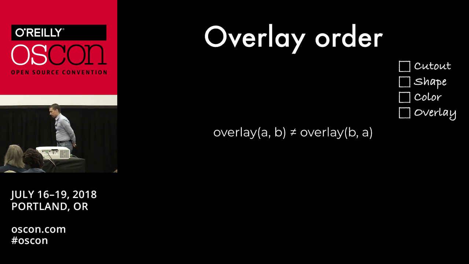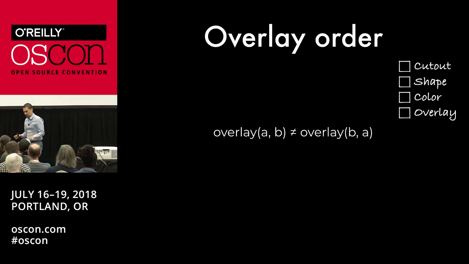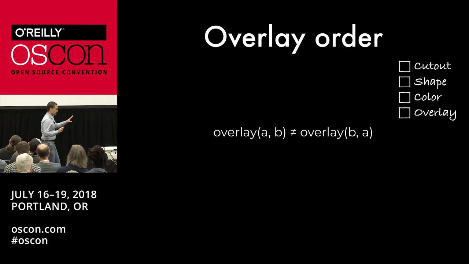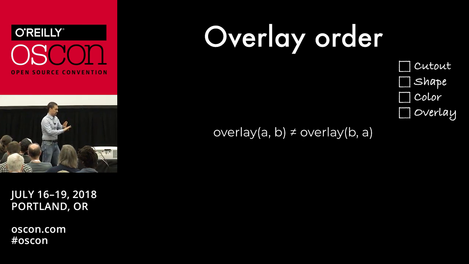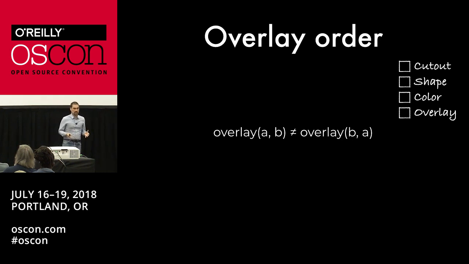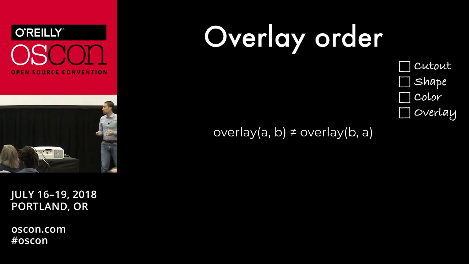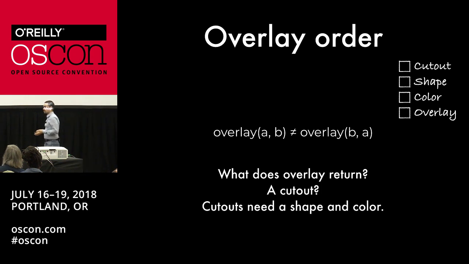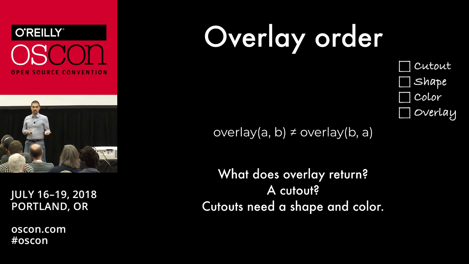Now, then overlay. Okay, so I'm going to have this operation called overlay. It's going to take two cutouts and it's going to put one on top of the other. But I want to make sure that doing it this way is different, so I'm going to use a not equals. But then I see a problem. Do y'all see the problem? The problem is, what does overlay return? Does it return another cutout? Because if it does, a cutout needs a shape and a color. I just said that in like two slides ago.